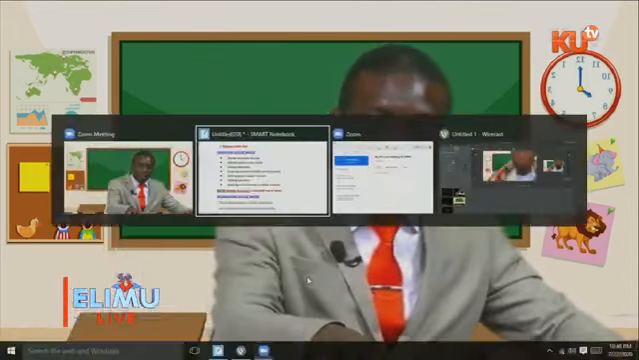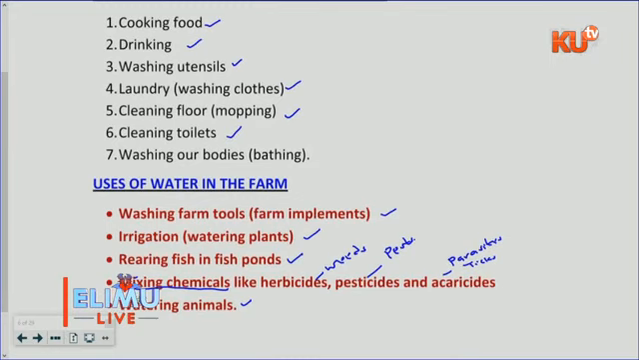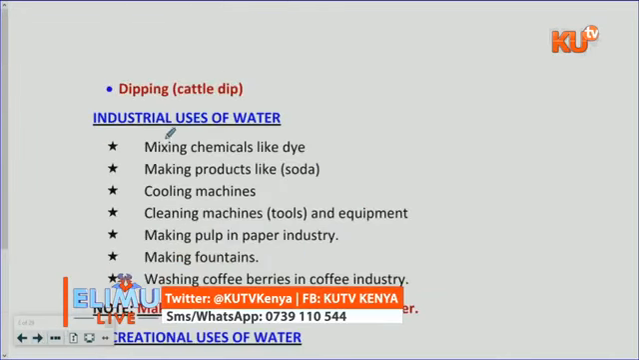So you'll find that water is very essential in industries. One, it is used in mixing chemicals. Earlier, under uses of water in the farm, I said water is used for mixing chemicals, and I underlined the words mixing chemical. When I go back to the industrial use of water, I began again with the same one, mixing chemical. So mixing chemical is a use of water both in the farm and in industry.